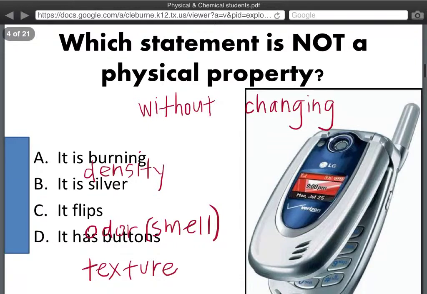Which statement is not a physical property? A, it is burning. B, it is silver. C, it flips. Or D, it has buttons. Again, push pause to answer this, and this is another one we will go over as a class.